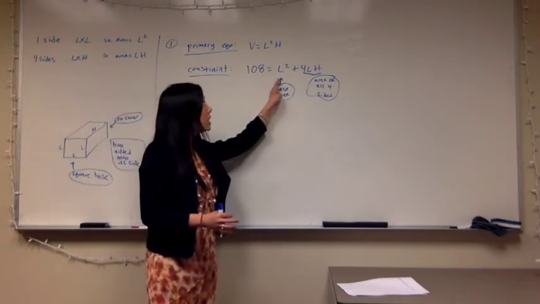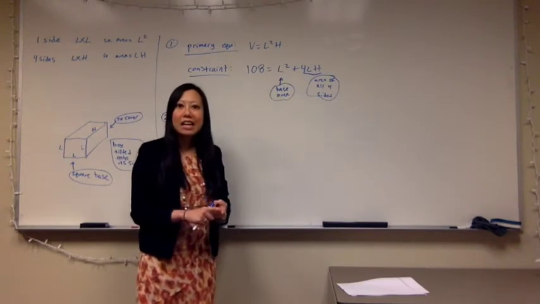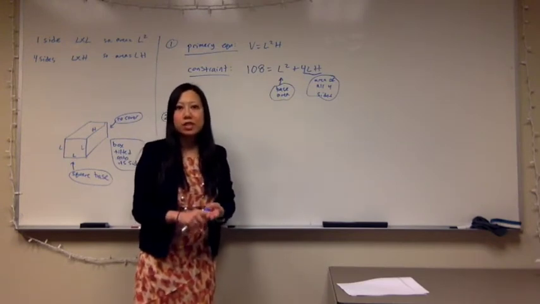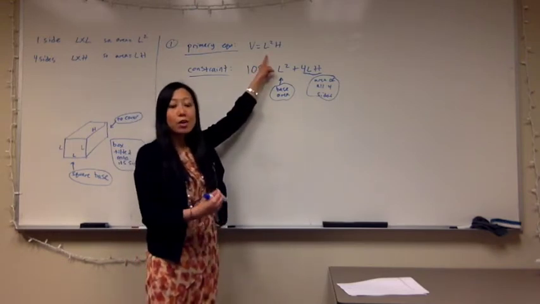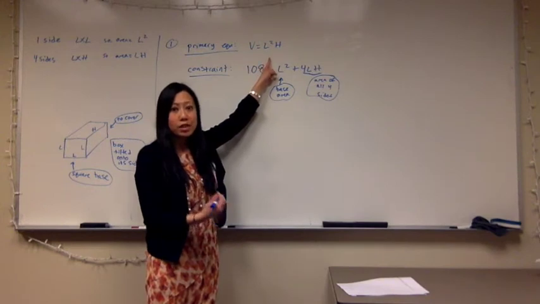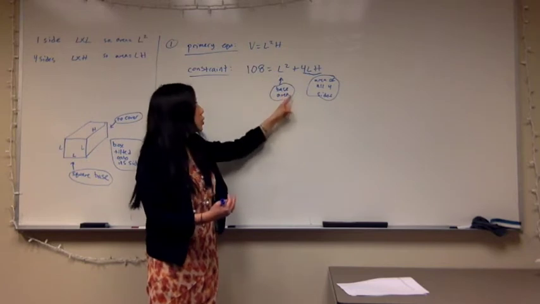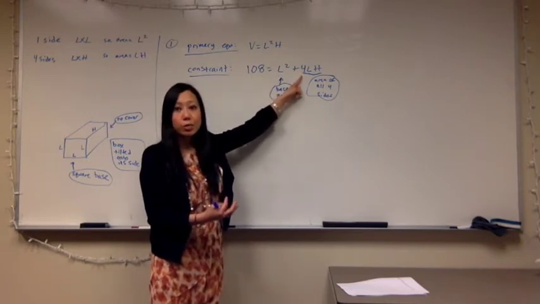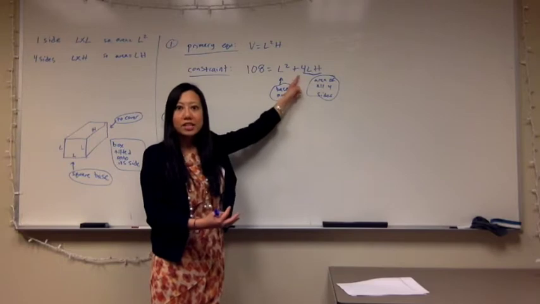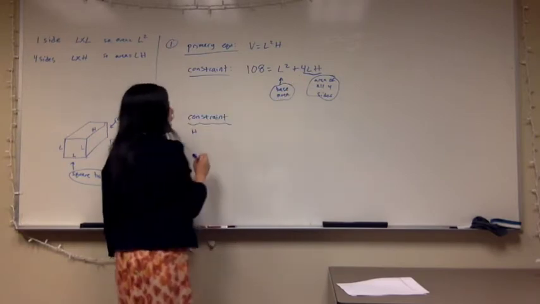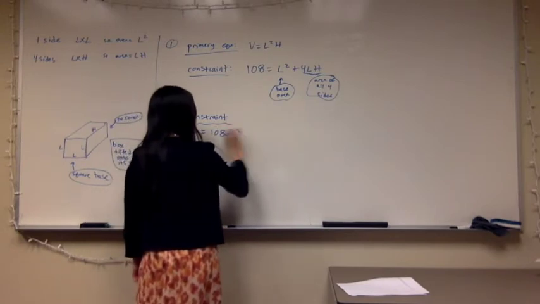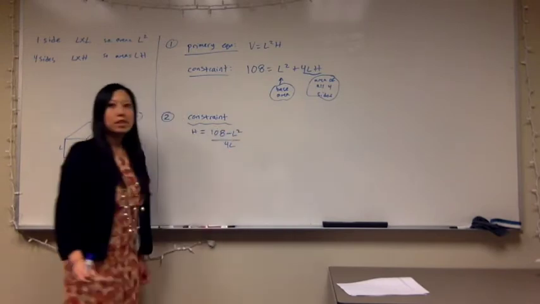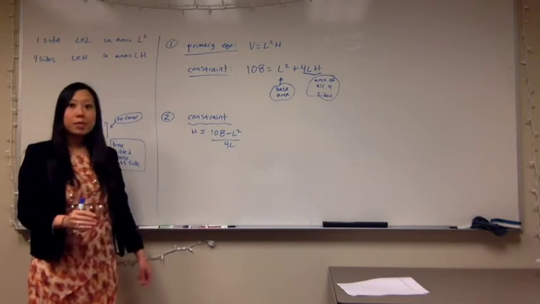You wouldn't want to solve for L because we have an L squared and an L in the equation, so it would be very difficult to solve for L. On top of that, when you solve for L and you plug in here, now whatever you plug in, you have to square it, which could result in a lot of foiling and tedious calculation. So instead, if I solve for H, things will be much easier. So let's go ahead and solve for H. So I have H equals (108 minus L squared) over 4L. And now I'm going to plug that into the primary equation.